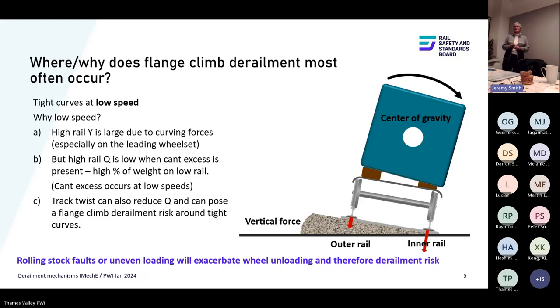And track twist is an exacerbating factor. When you get track twists, so for example, the top of a runoff transition, there is inevitably a twist when you go from a curve with cant back to the plain line without cant. So at a transition, you get flange climb. And not to put all the emphasis on the infrastructure side, rolling stock faults, so poorly set up suspensions, uneven loading are all factors in flange climb derailment, and therefore the derailment risk.